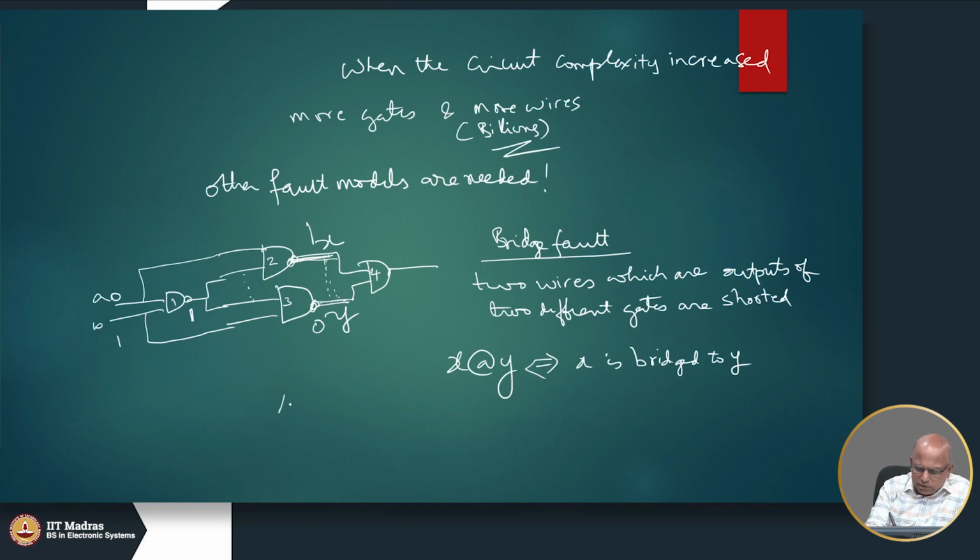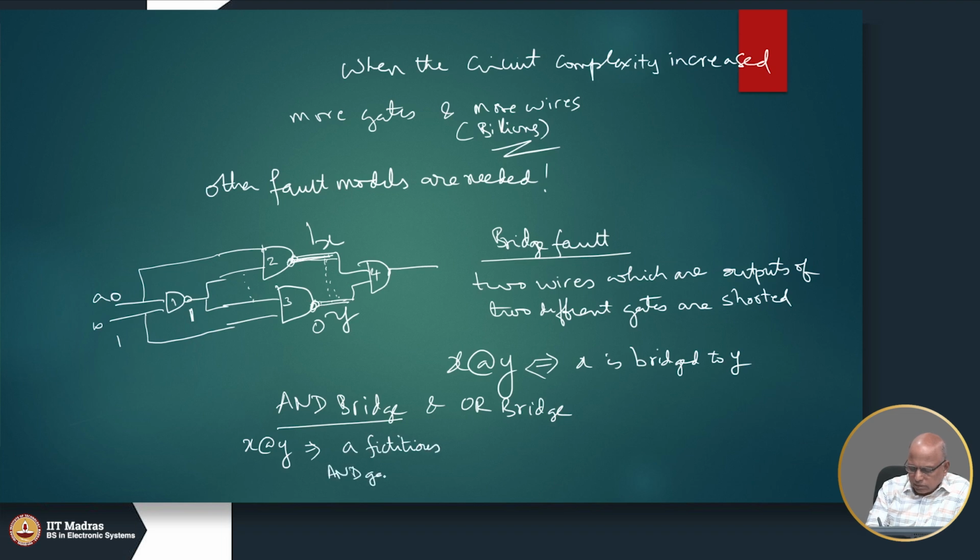So we refer to AND bridge and OR bridge. AND bridge means, for X and Y, a fictitious AND gate gets introduced, and OR bridge means a fictitious OR gate gets introduced. So let us explain this.